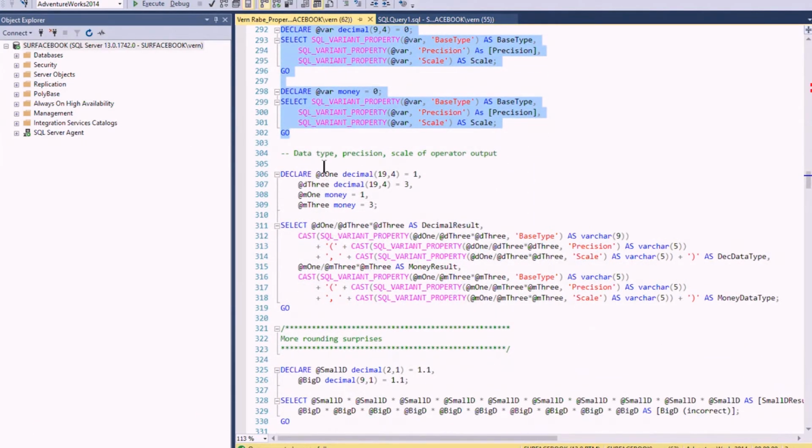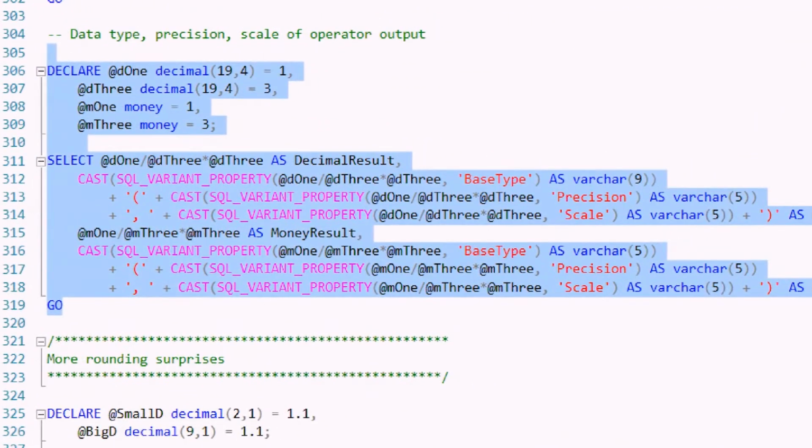So in this next example, I'm going to do my calculation, and this big query here, first of all, will show the result, and then I can not only show the precision and base type and scale of a variable, I can show it of a calculation. So here I have the calculation of 1 divided by 3 times 3 for the decimal, and I can take a look at the base type, precision, and scale, and then in this bottom half I can do the same thing for money. So I can see what is the precision and scale of that calculation.